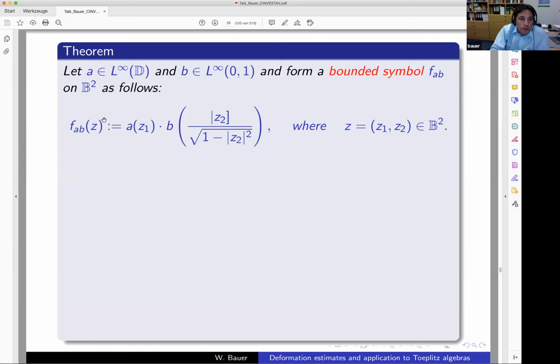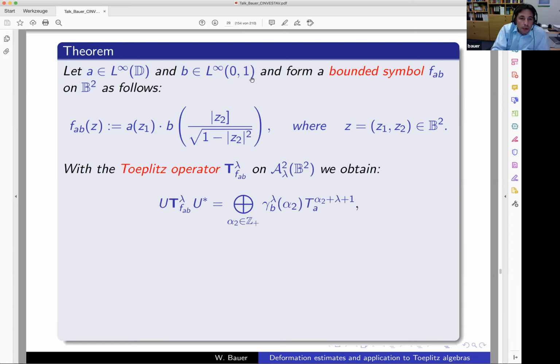And what you could do is the following. You could look at symbols of the form here in the third line. So Z is an element in the 2-ball. It has 2 parameters, Z1, Z2, which are complex numbers. And the symbol splits into a function A and B, where the argument is of this type here. A is bounded on the unit disk, and B is just a bounded function on the interval 0, 1.